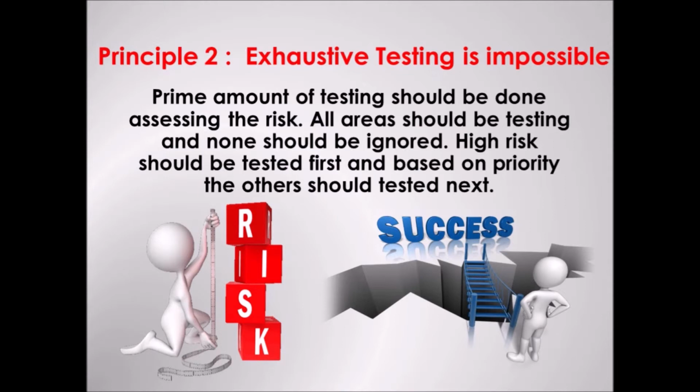So how do we proceed in order? We first prioritize based on the high risk areas. So the high risk things are tested first, and then we come to the average risk and low risk cases and then test them. Exhaustive testing is not possible, and what we can do is prioritize and do the testing.